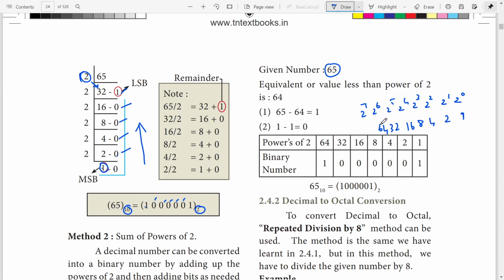In our case, 65 is the answer, so put the values. We need to obtain 65 as a result. We are going to take the values 64 and 1. On adding 64 plus 1, you will get 65. Then put the remaining values as 0, 0, 0, 0, 0. That's it. The base value is 2. 64 plus 1 gives you 65, and we are not using any other values, 2, 4, 8, 16, 32. That's why they are marked as 0.